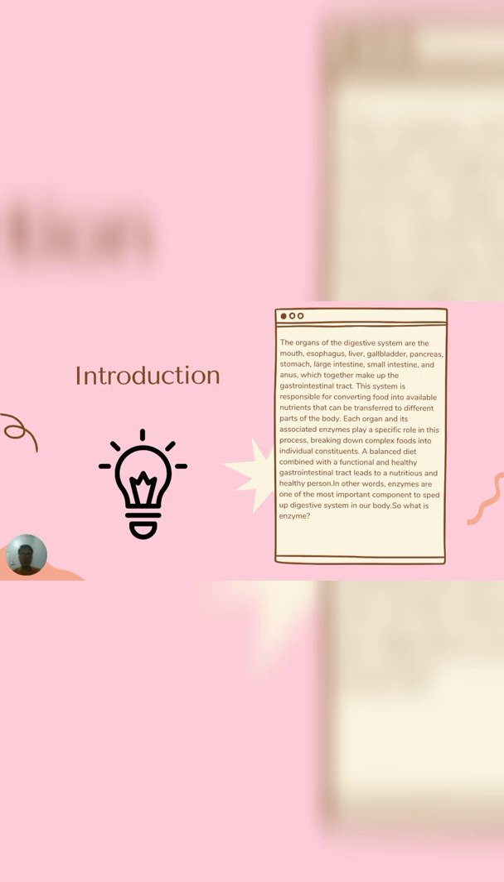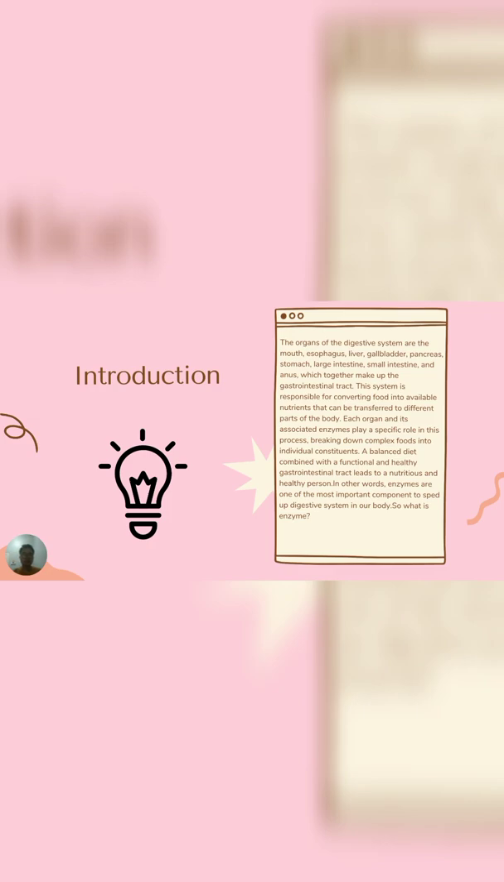So let us move to the introduction of this video presentation. The organs of the digestive system are the mouth, esophagus, liver, gallbladder, pancreas, stomach, large intestine, small intestine, and not forgetting the anus, which together make up the gastrointestinal tract. This system is responsible for converting food into available nutrients that can be transferred to different parts of the body. Each organ and its constituent enzymes plays a specific role in this process by breaking down complex food into individual constituents. A balanced diet combined with a functional, healthy gastrointestinal tract leads to a nutritious and healthy person.